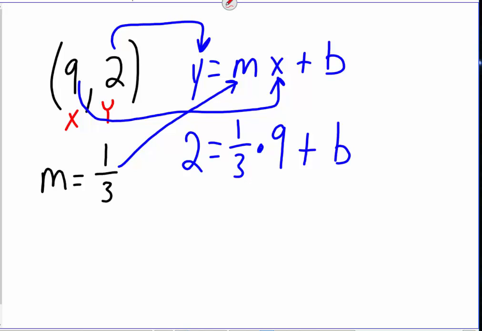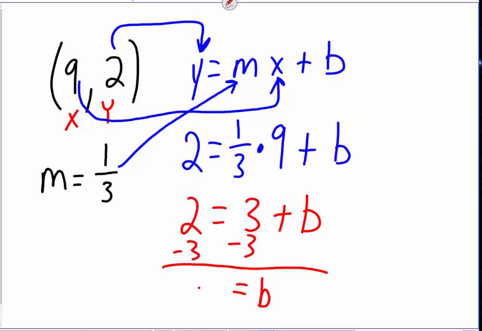All right, so we start solving it. 1/3 times 9 is just 3. So, whoops, not a 3 there. 2 equals 3 plus b. Subtract 3 from both sides. b equals negative 1. So now that we have our b, our y-intercept, and we have our slope, we can come over here and write y equals, put our slope in, put the x in, and then put our b in, minus 1. Okay, minus 1, negative 1 are the same thing.